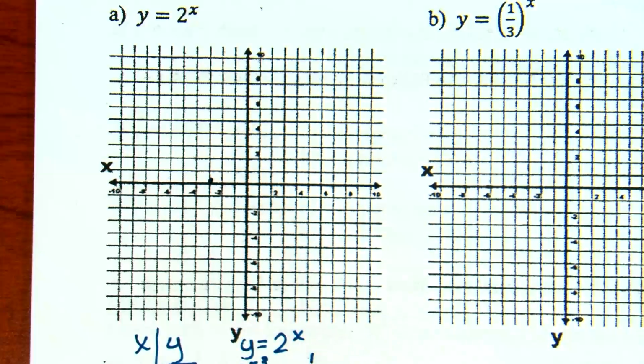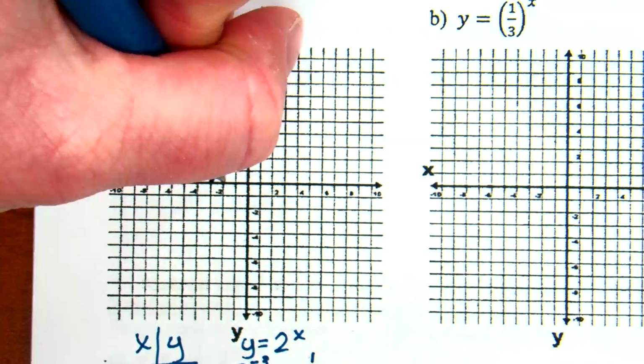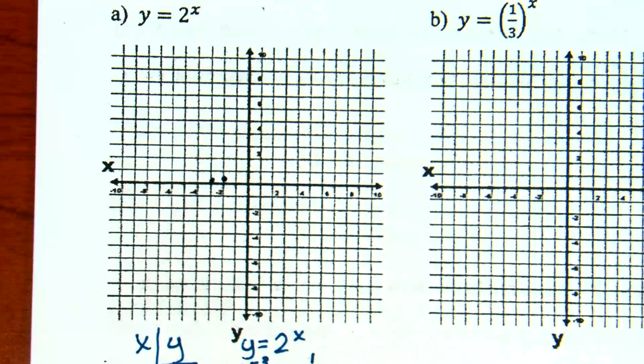Okay, -2, 1/4. So we're going to go left 2 and up 1/4 of a box. So up a teensy bit more. It's not really visible here. What about -1, 1/2?